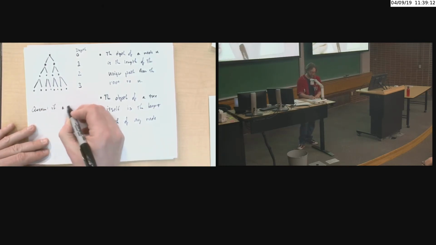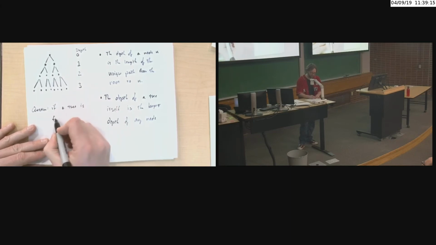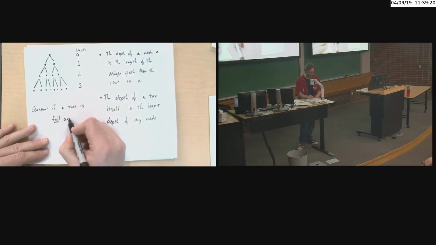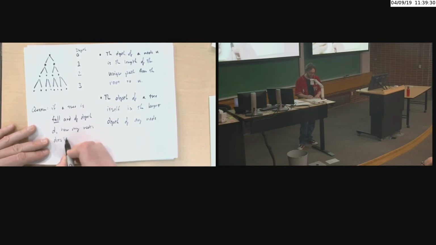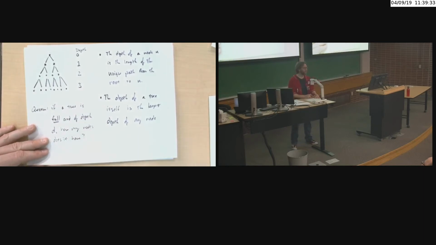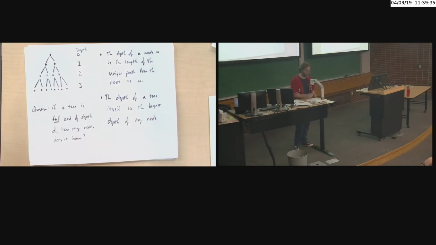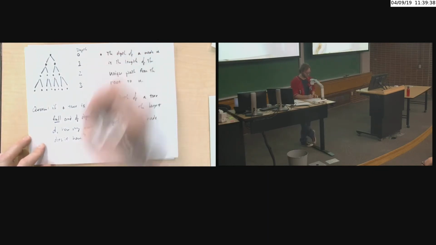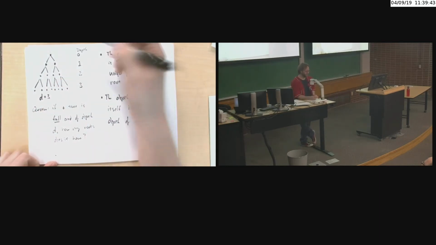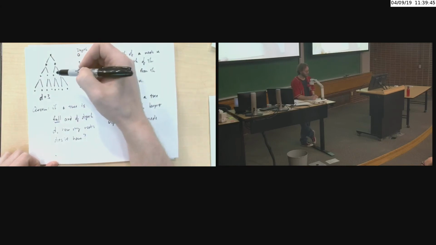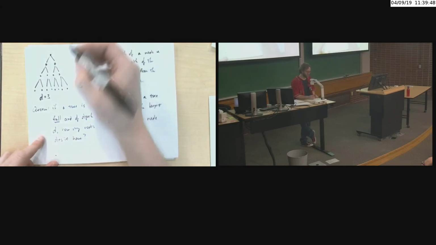So my question here: if a tree is full, like this tree is full, and of depth D, how many nodes does it have? What about this particular example? This tree has a depth of 3, right? How many nodes do I have here? I have 1, 2, 3, 4, 5, 6, 7, 8, 9, 10, blah, blah, blah, 15.